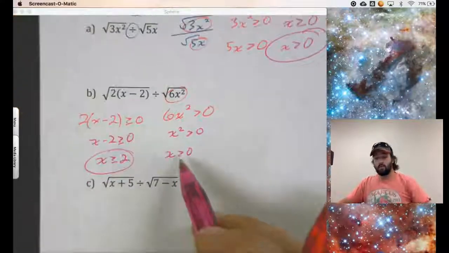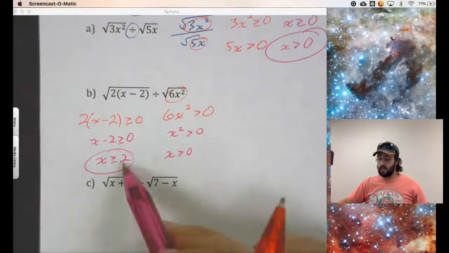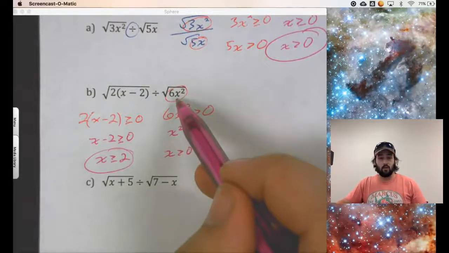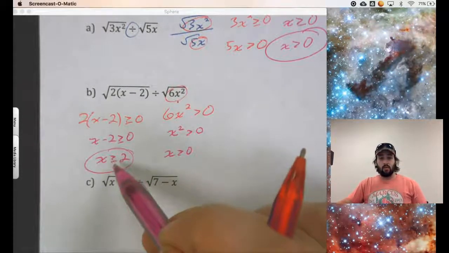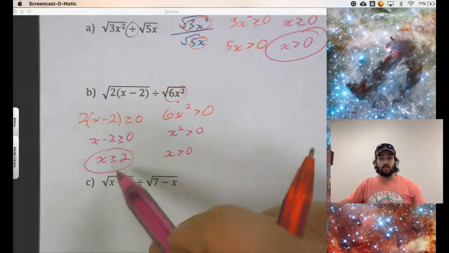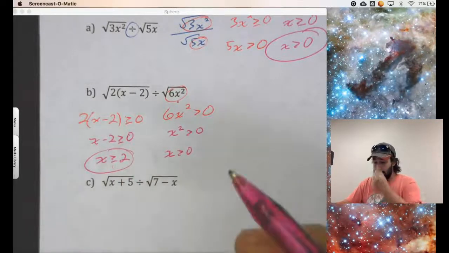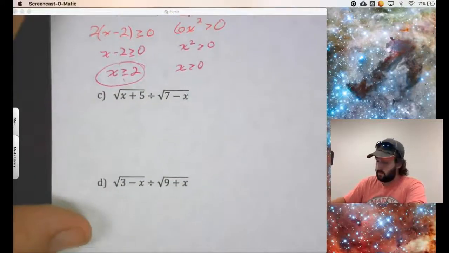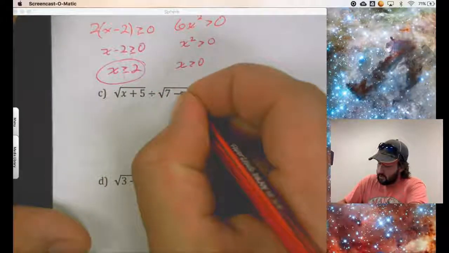So notice, this one is fine because I can put in 1, I could put in 3, except 1 wouldn't work here, right, because of this part. So this only works when the x values are greater than or equal to 2. Those are the only parts that are fine. All right, moving on. Again, so pay attention.